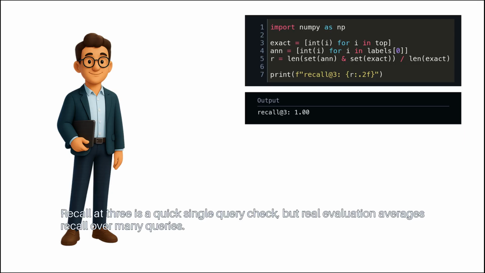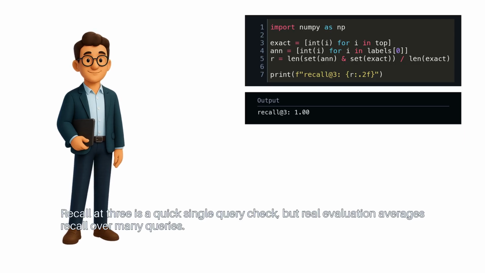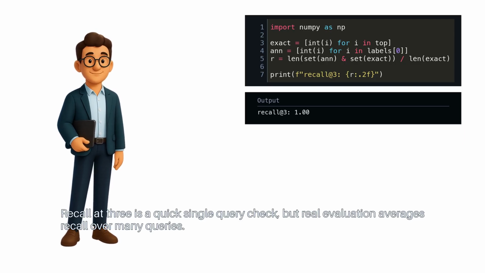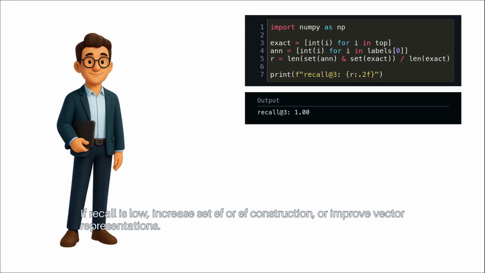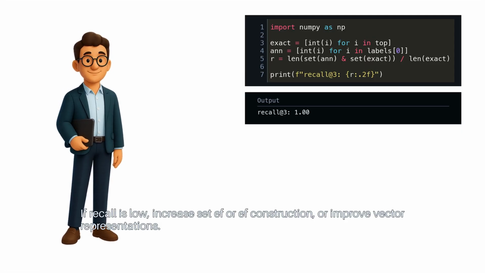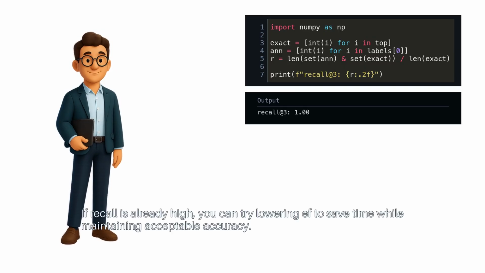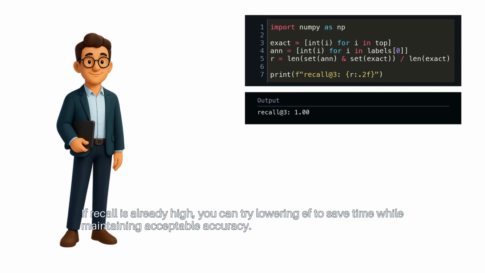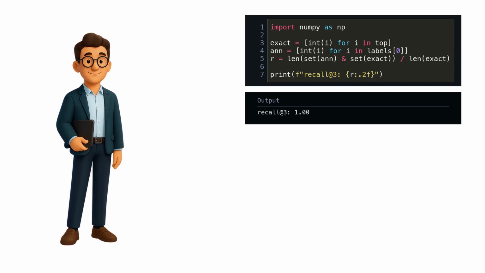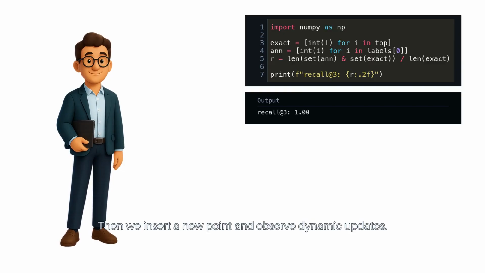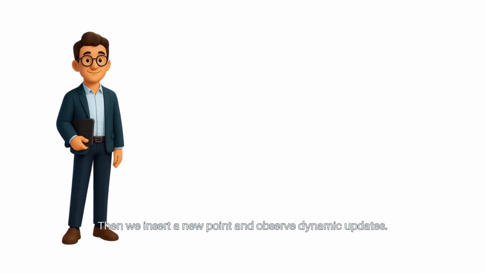Recall at 3 is a quick single query check, but real evaluation averages recall over many queries. If recall is low, increase set ef or ef construction, or improve vector representations. If recall is already high, you can try lowering ef to save time while maintaining acceptable accuracy. Then we insert a new point and observe dynamic updates.